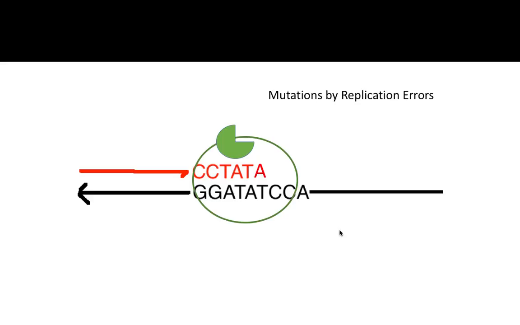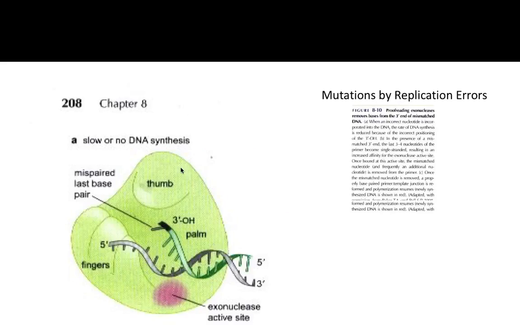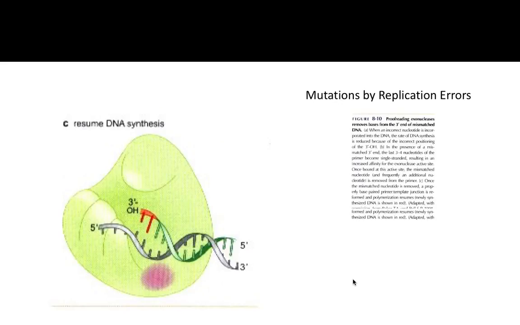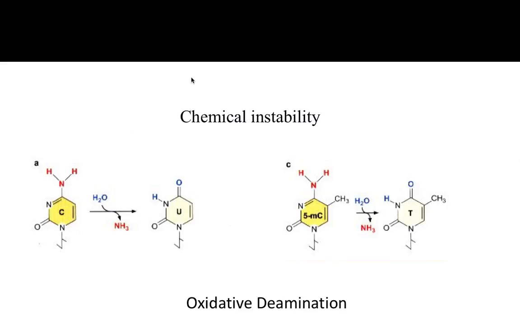So the A gets added, and just to show you a more correct structure, here's where the mismatch has been added. Here's the exonuclease active site. The DNA swings out of the way, the exonuclease cuts off the extra base, and then replication proceeds. Chemical instability is another way in which DNA gets mutations, and this is something that happens a lot. It actually happens a lot in our body, several hundred times a day. Fortunately, we have mechanisms that repair these problems.